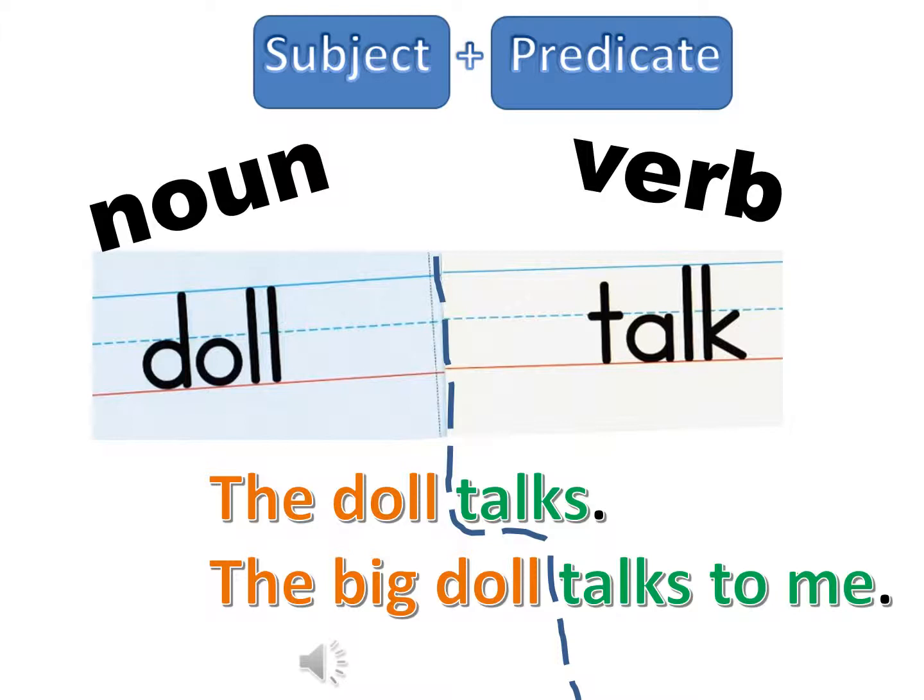You could make a longer sentence. The big doll talks to me, period. In the bigger sentence, the subject is the big doll, and the predicate is talks to me.